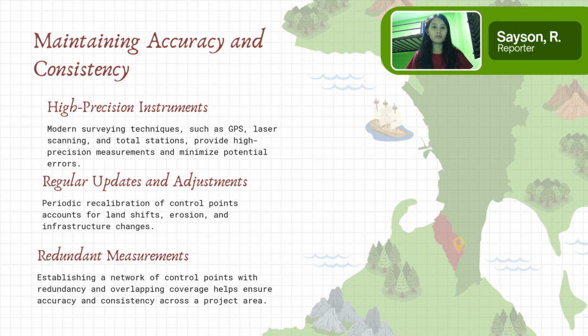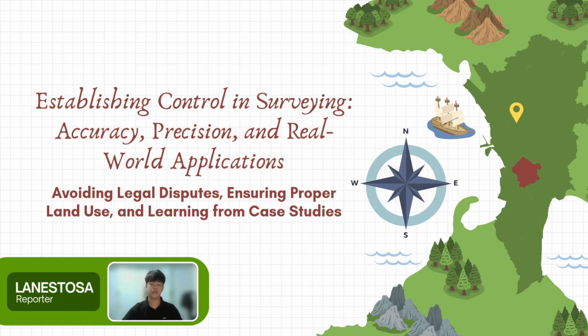with construction. Hello, everyone. Today, we are going to talk about the importance of accuracy and precision in surveying. Surveying is not just about taking measurements, it plays a critical role in determining property boundaries, guiding construction projects, and preventing legal disputes. Even the smallest errors can lead to big problems, including financial losses, unsafe buildings, and lawsuits.